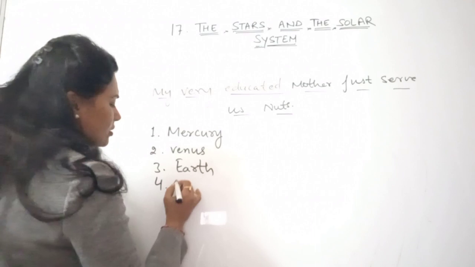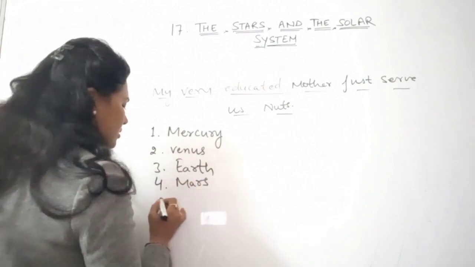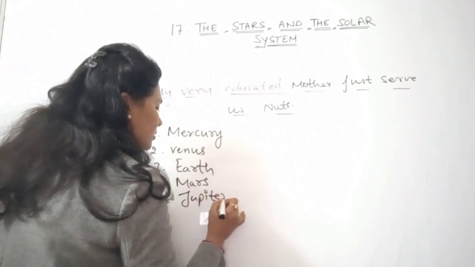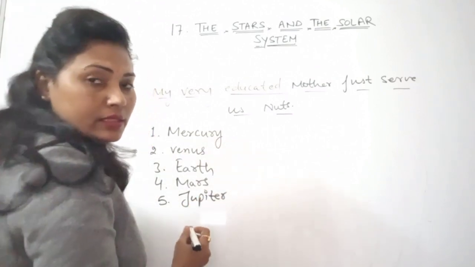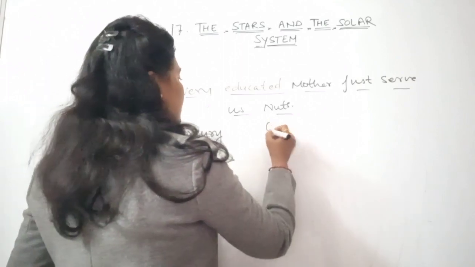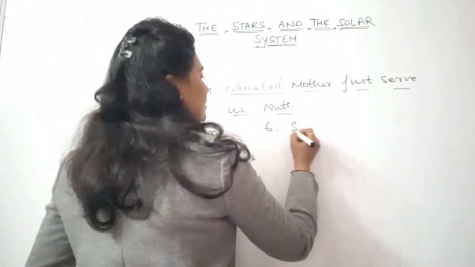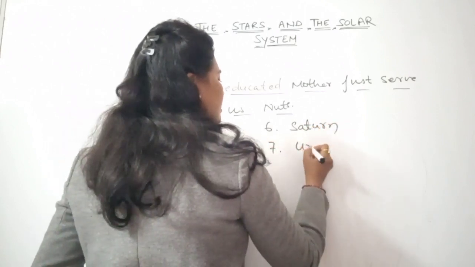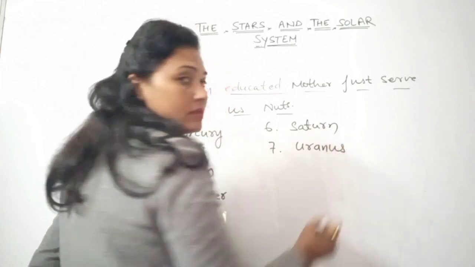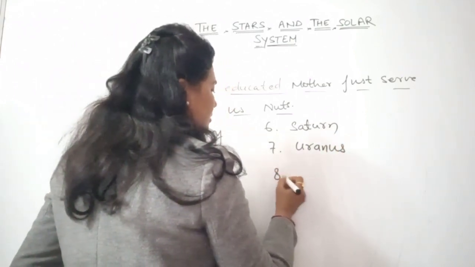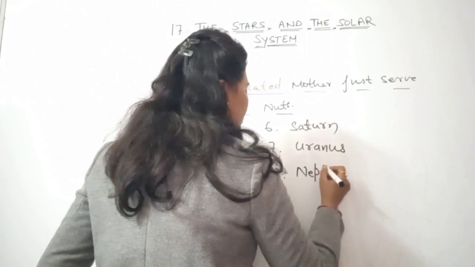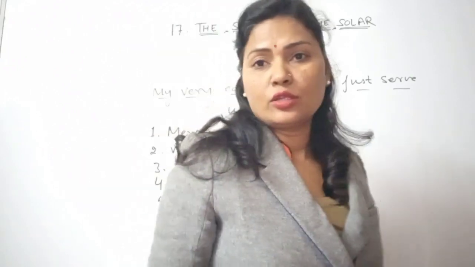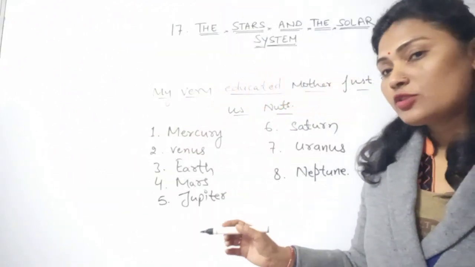Then next Mars. Then the fifth one, Jupiter. Sixth is Saturn. Seventh is Uranus. Eighth is Neptune. So these are the 8 planets which are present in our solar system.